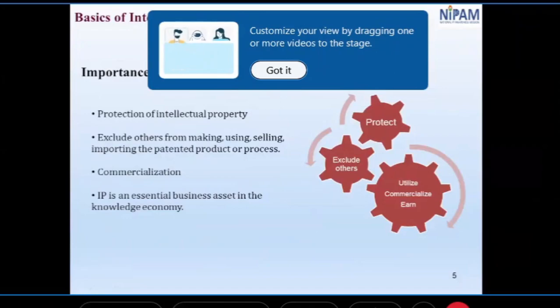If we get our car registered in the nearby RTO, we will take some privilege because we will get a registration card. Exactly, for the land, we will get some privilege. But why should we register intellectual property? What happens if we don't register our intellectual property right?